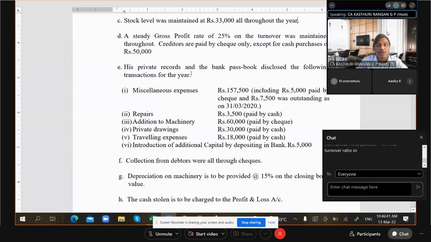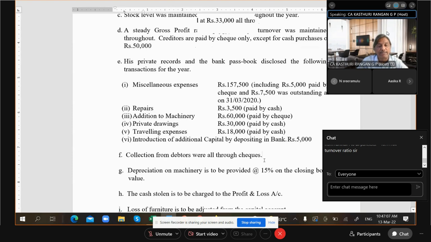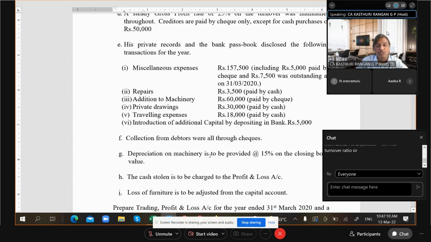Next. His private record and bank passbook disclose the following transaction for the year. So miscellaneous expense so much, repair, addition to machinery, private drawing, all, they're very clearly given, paid by check, paid by cash, what is outstanding, everything given in the question. Additional capital, everything. Collection from debtors were all through check. Similar to the earlier problem, debtors pay by check only.